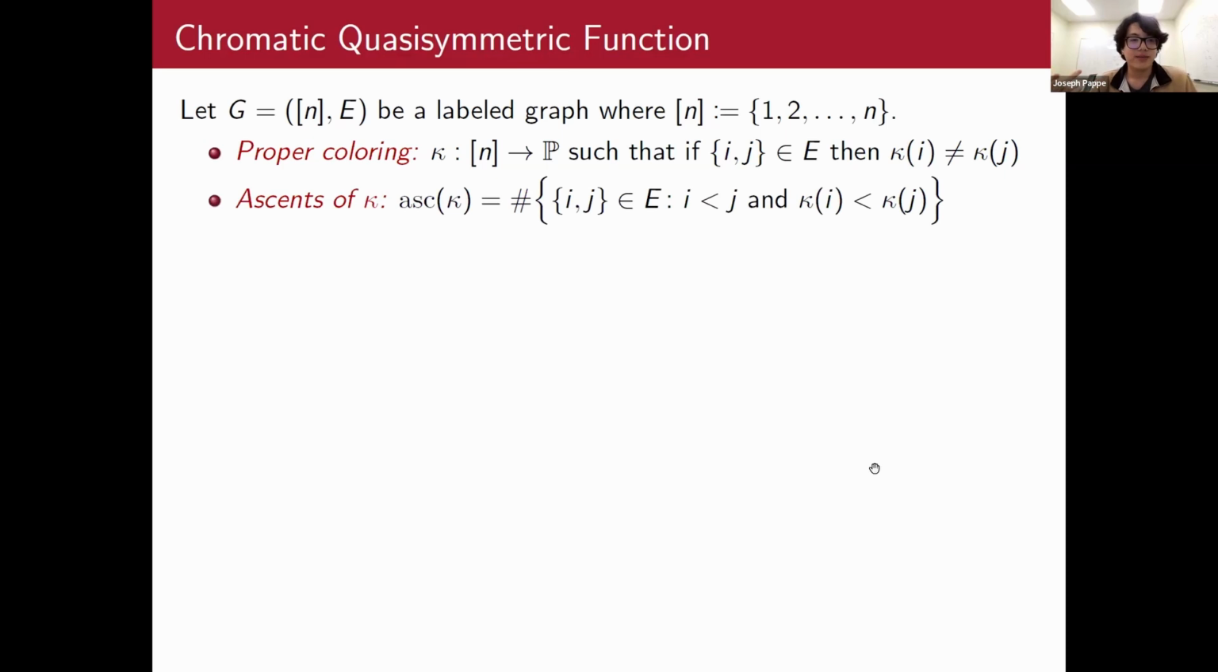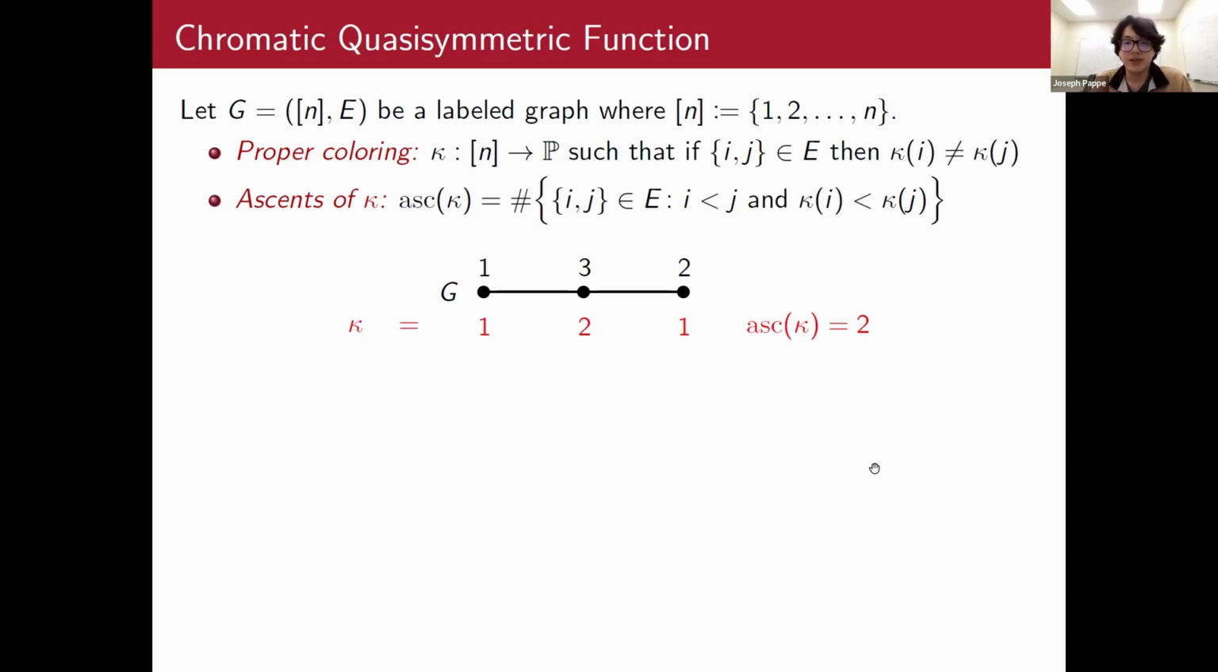For each proper coloring, we can define a statistic, which is its number of ascents. This keeps track of the number of edges in our graph such that the coloring along that edge respects the labeling of the graph. So let's look at an example. Let's consider this path graph on 3 vertices with labeling 1, 3, and 2. One possible coloring is the coloring 1, 2, 1.